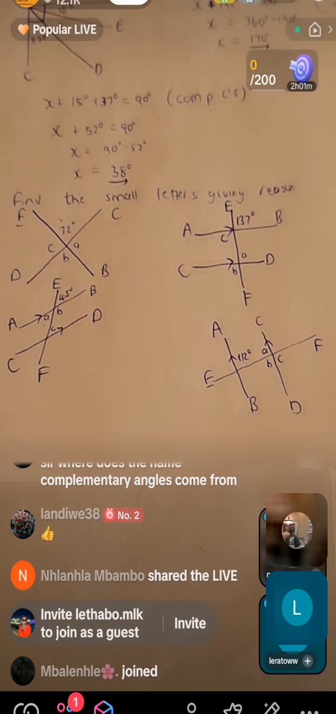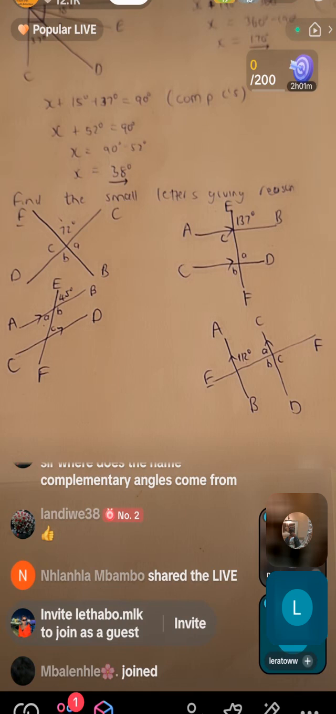Corresponding angles. Remember, we then need to state the lines that are parallel. Here we have to always write corresponding angles, and then we state the lines are parallel. We don't say corresponding angles equal. We say corresponding angles, and then we state the lines that are parallel. So we need to be very, very careful when we write the reason here.